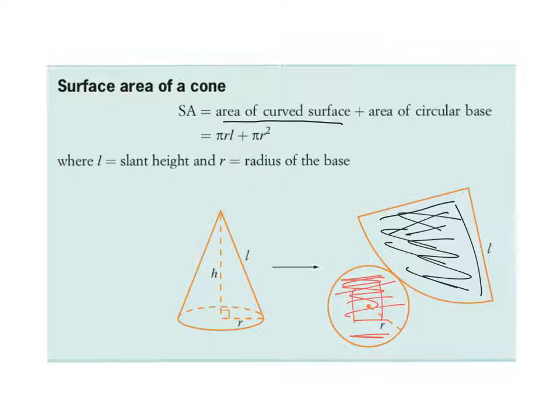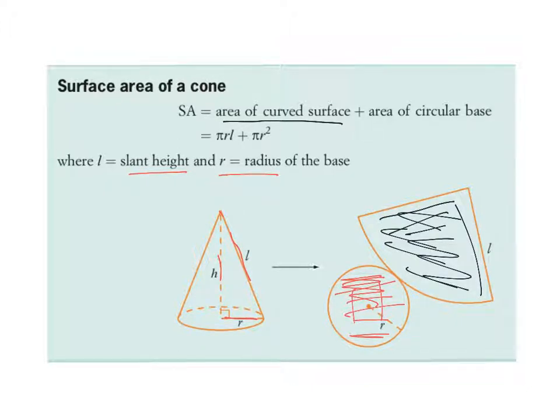Things to consider: L is the slant height, on the outside, and R, of course, is the radius. So there's your R, there's your L, which is your slant height, and your height, which is your internal height, from the tip of the cone to the base of the circle.